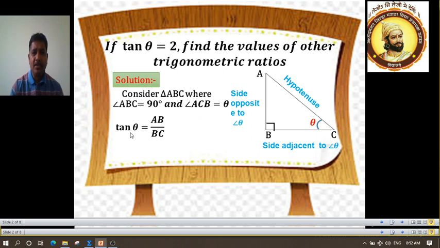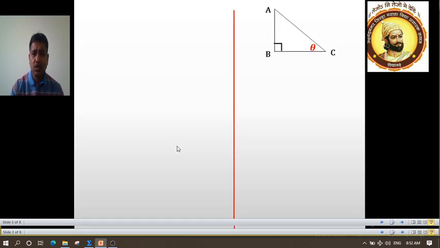Now tan theta is equal to, we know that tangent ratio is opposite side upon adjacent side. See, with reference to theta, opposite side is AB and adjacent side is BC. So tan theta is equal to AB upon BC. But tan theta is given to be 2 in the example. And we know that 2 means 2 is to 1. So comparing both, we have AB is to BC is equal to 2 is to 1.